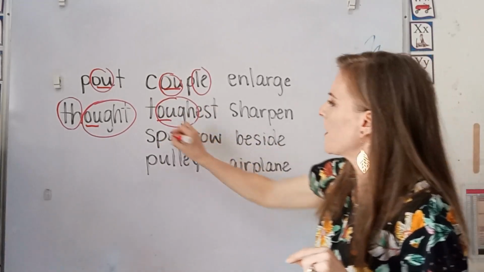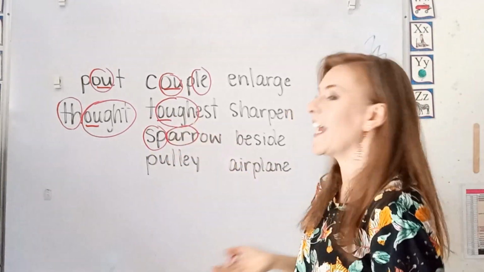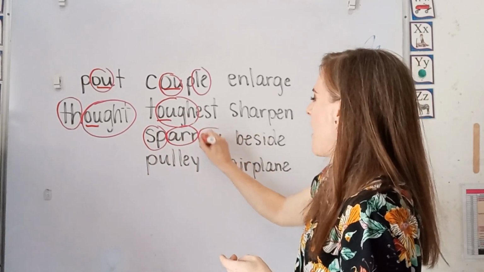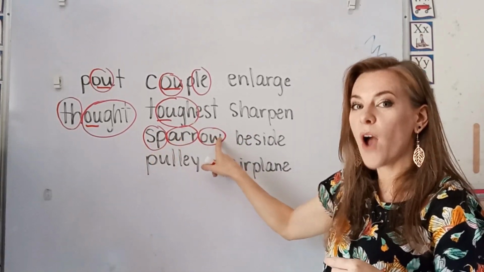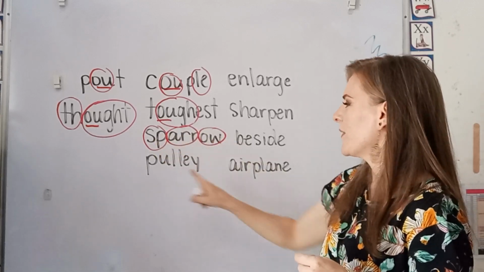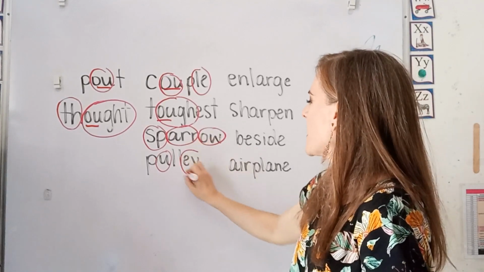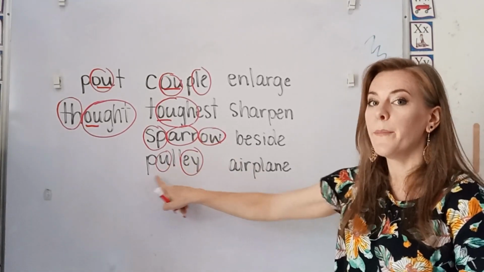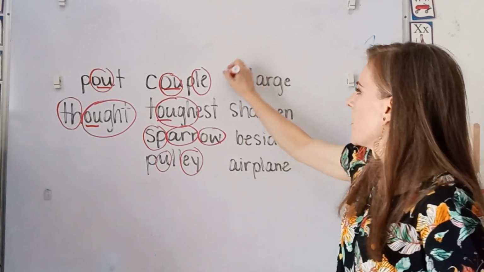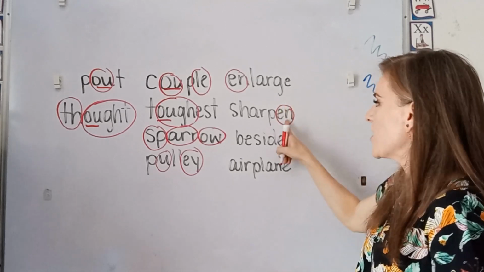So let's go to this next one. We have sp in spade. We have the air in carry. And we have the O in bowl. We have sp, arrow, sparrow. Here we have the u in push. We have the E in key. Pulley, pulley. Here we have the N in enjoy, and we also have the N in sharpen.